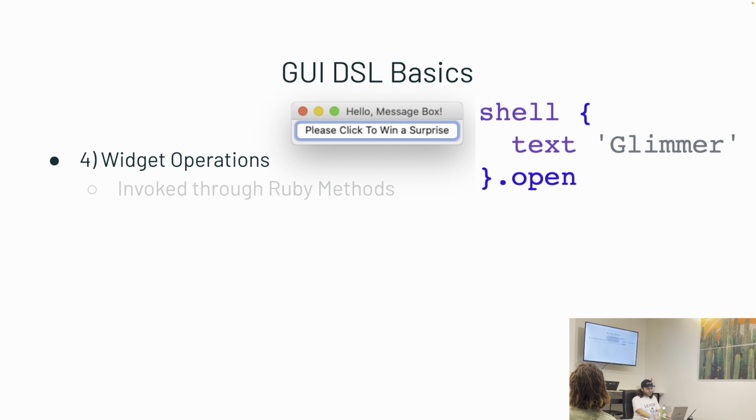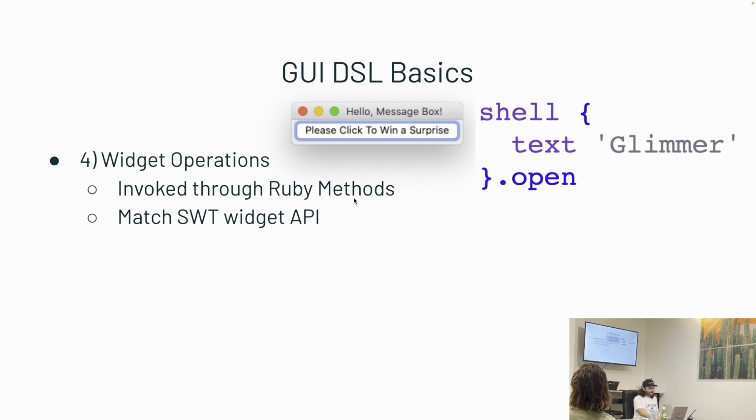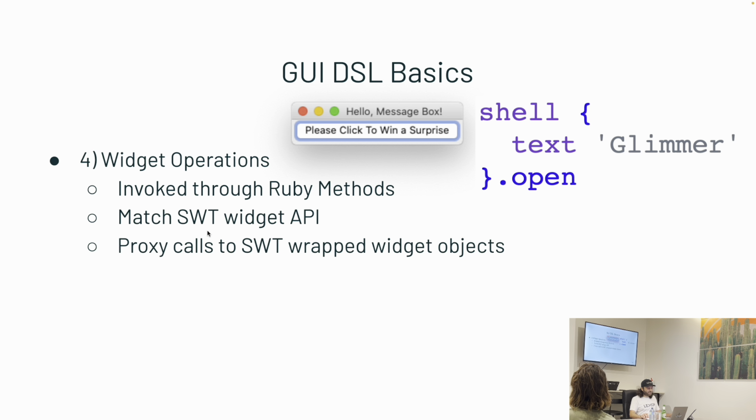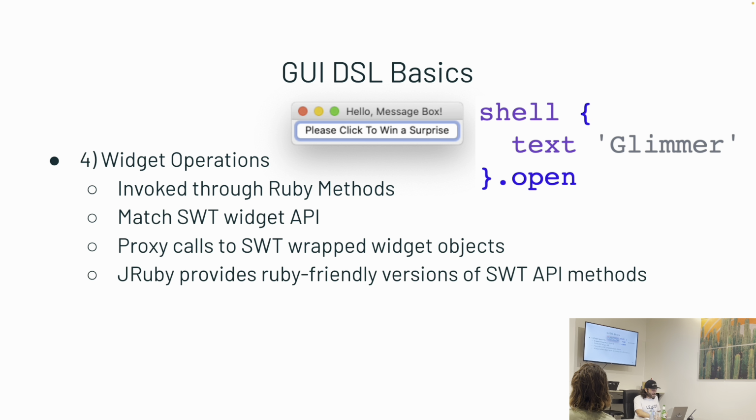The last thing you need to know is widget operations. So when you actually build a widget like a shell or a text widget or a button, you end up receiving back a Ruby object. And that Ruby object does have methods, so you can just invoke operations on it. It basically follows exactly the API of the SWT widgets and the SWT docs. It actually wraps the SWT widgets with Ruby objects. So there are SWT widgets that are created in Java. They get wrapped with Ruby objects, but to you it doesn't matter. You can invoke the same methods on them.